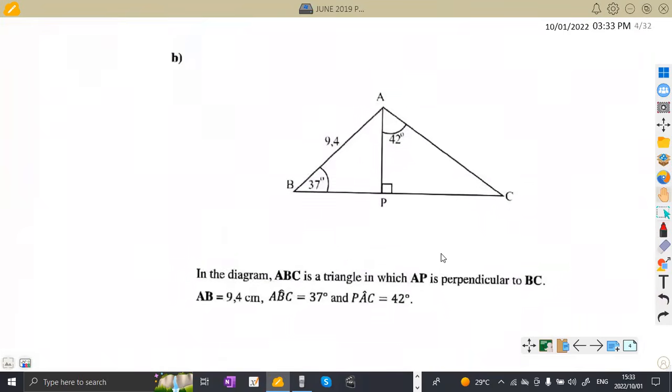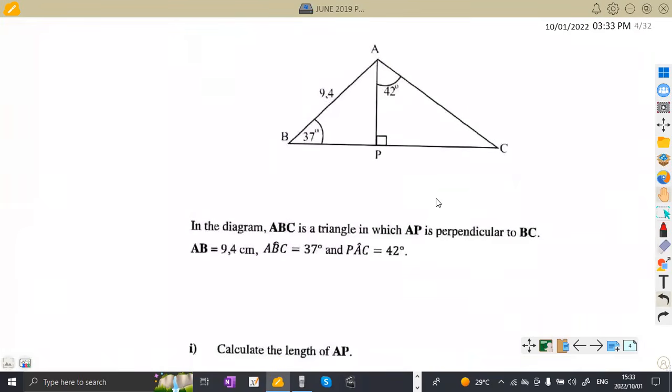On this question, this is the B part. We are given a triangle, and here we've got 9.4 and 37 degrees, 42 degrees. In the diagram, ABC is a triangle in which AP is perpendicular, meaning it's at 90 degrees. That is what we have. This is also 90 degrees on that side, okay? So the first question is to calculate the length of AP. So you need to find the length of this AP.